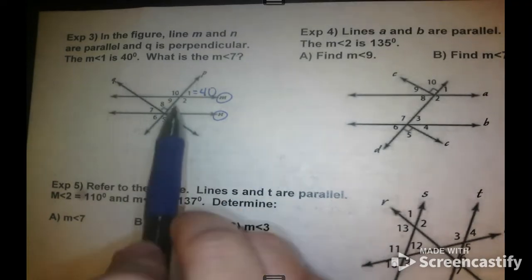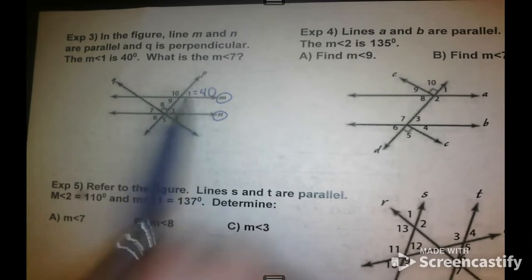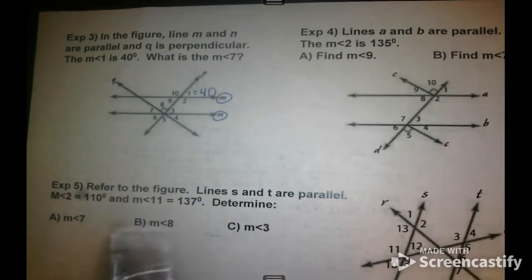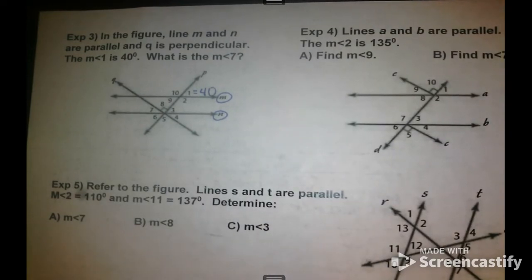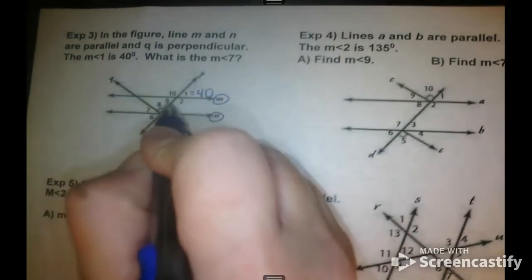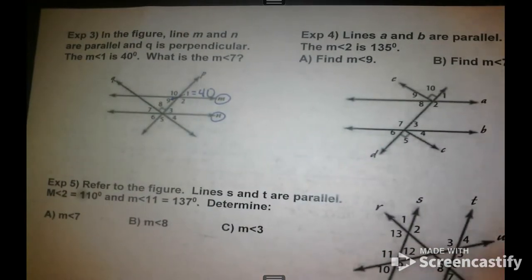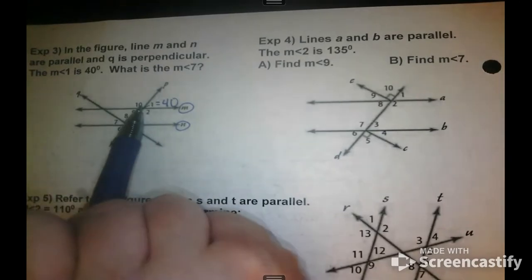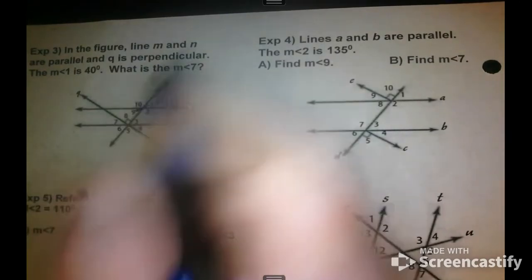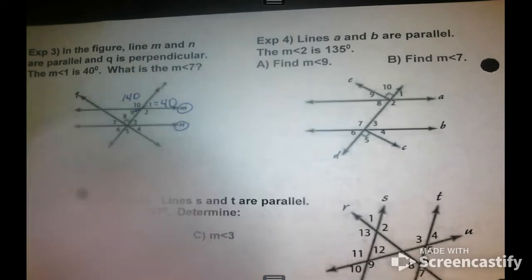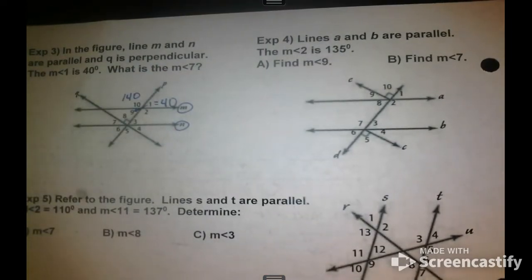Okay. What angle is congruent to angle 1? It's 9. So he said 1 and 9 are equal. So 9 is 40 degrees, right? What would that make 10? 140. Does everybody agree? Yeah. You're going to give other people a chance. They're not even having time to think.